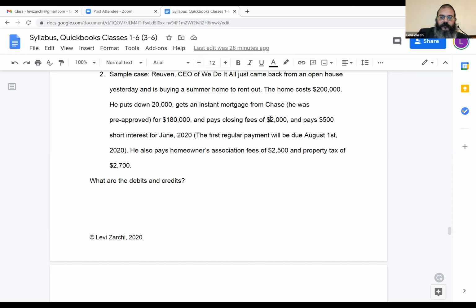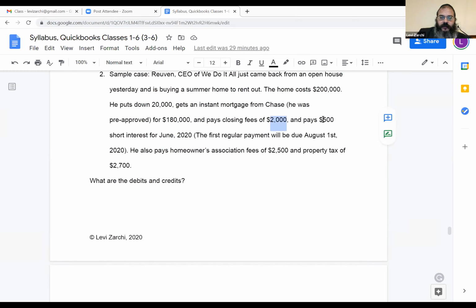So if he's going to pay a closing fee of $2,000, we're going to discuss that the closing fee is not actually an expense. It's added to the value of the house. The house is $200,000. We add an additional asset of $2,000 because that's part of the house itself. But his owner's equity will also go up by $2,000.